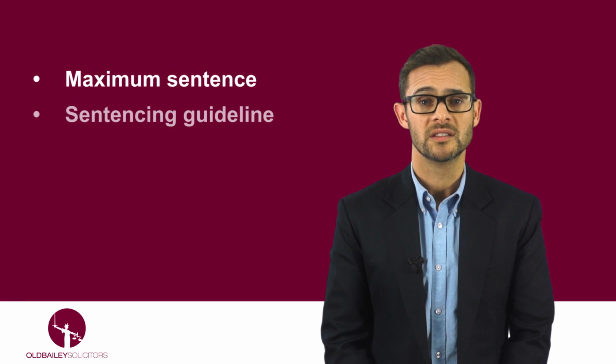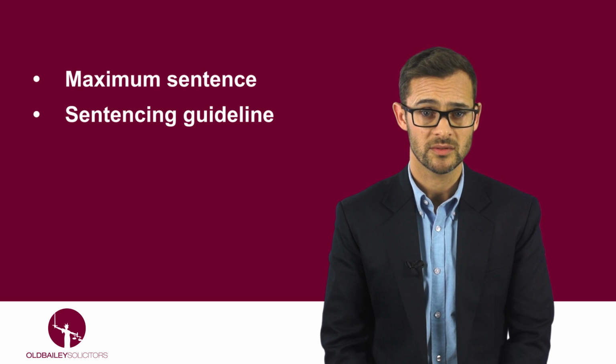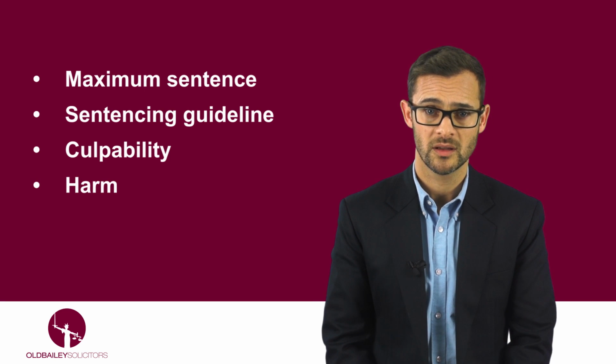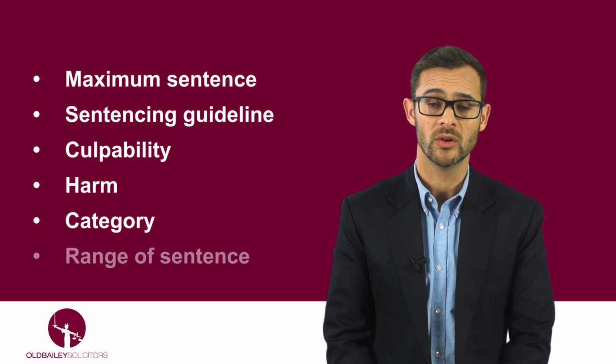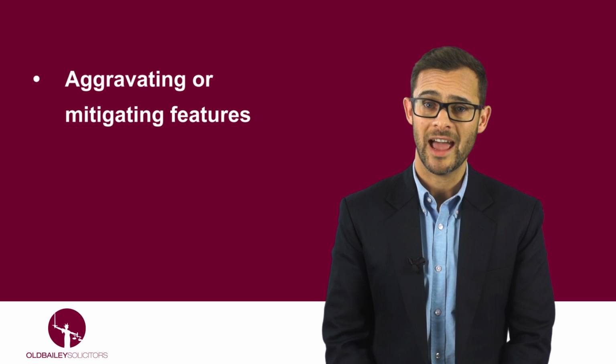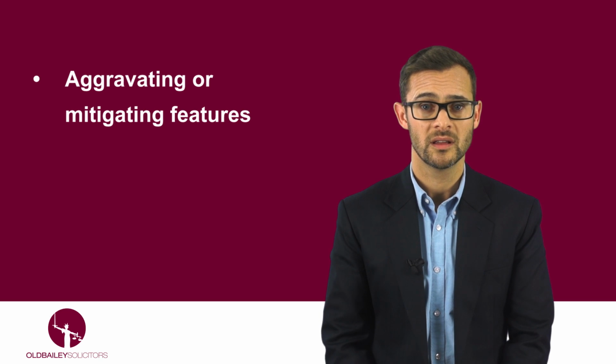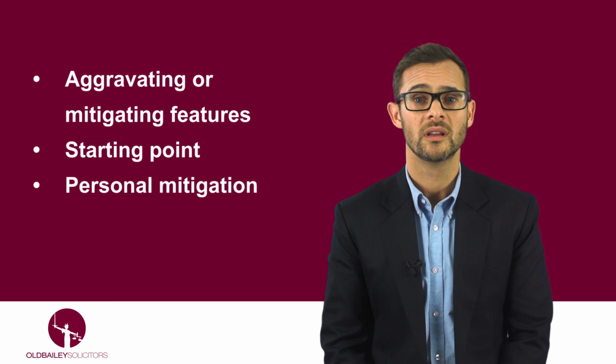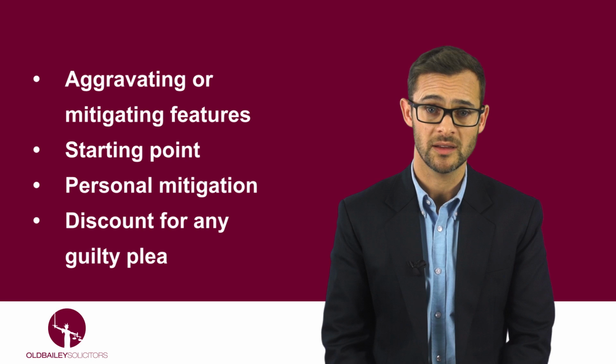It's helpful to understand the process the court has to go through when sentencing someone. Once you understand their structure, you can build your own along similar lines. This is the general order that the court will follow when considering sentence. Find out what the maximum sentence is. See if there is a sentencing guideline issued by the Sentencing Council. Assess the culpability of the offender. Assess the harm caused by the offence. Work out what category the case should be in and note the range of sentence available. Consider the aggravating or mitigating features in the guideline. Adjust the starting point for this particular offence. Take account of any personal mitigation, and then apply the appropriate discount for any guilty plea.